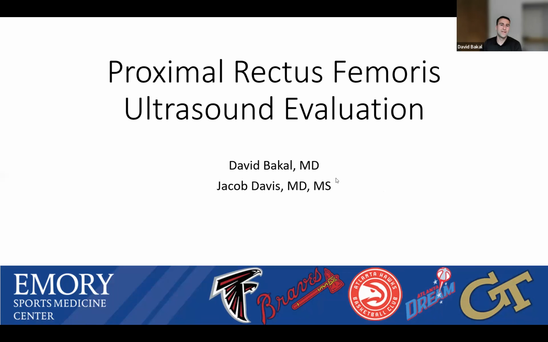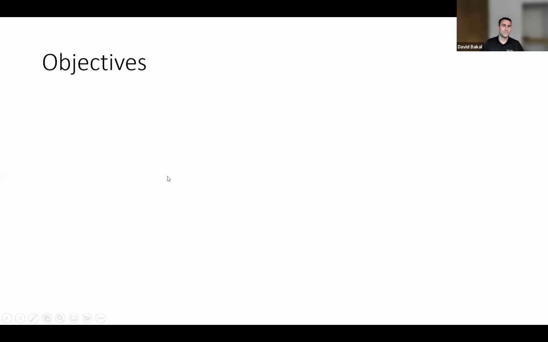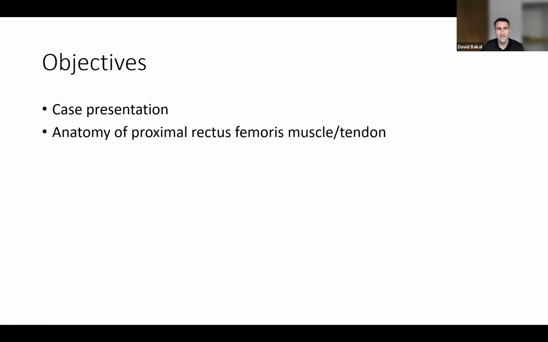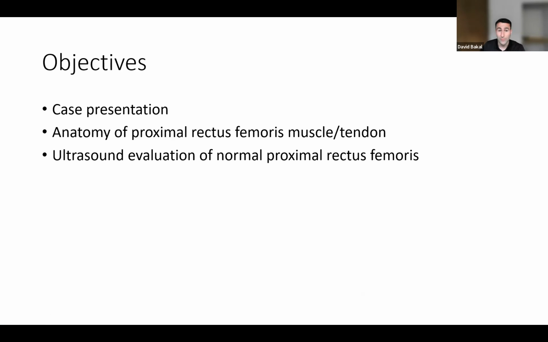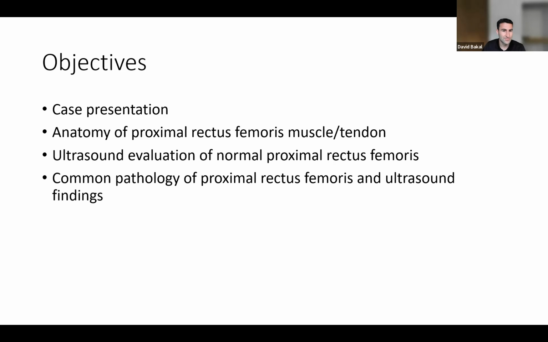All right, so we're going to be presenting today on proximal rectus femoris ultrasound evaluation. So some objectives, we're going to start with a case presentation. We're going to spend a good amount of time talking about the anatomy of the proximal rectus femoris muscle and tendon. We're also going to go over an ultrasound evaluation of the normal proximal rectus femoris muscle and tendon. We're going to talk about some common pathology that can happen there, as well as the ultrasound findings.